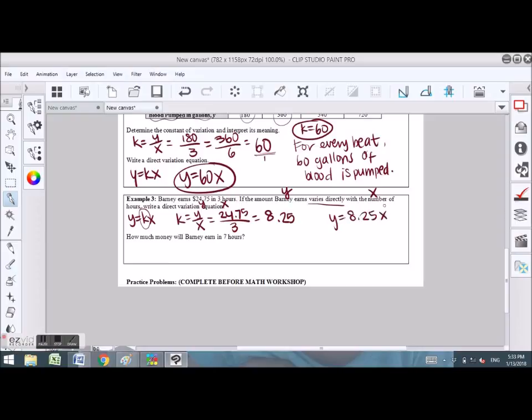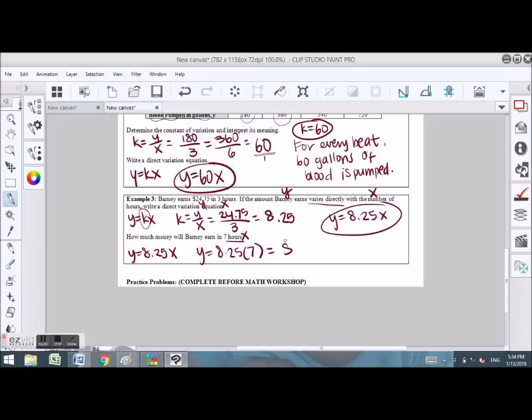Okay, now it's going to ask us to extend what we know. It says, how much money will Barney earn in 7 hours? Because we have this equation, remember the hours is x. That's what changes first. We can just plug it into our equation. Right? So y equals 8.25 times 7. If you use your calculator, you're going to get $57.75, which is your answer.